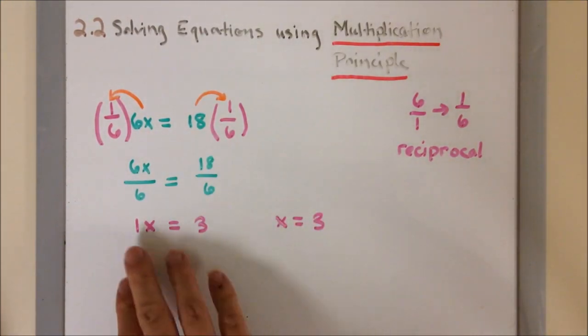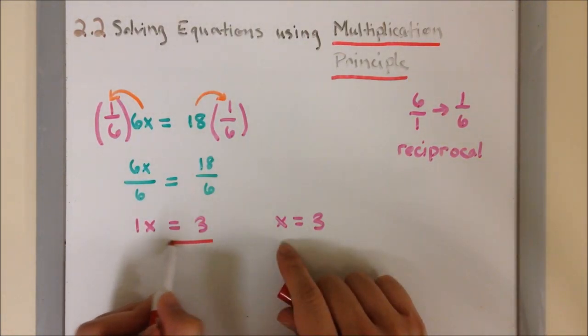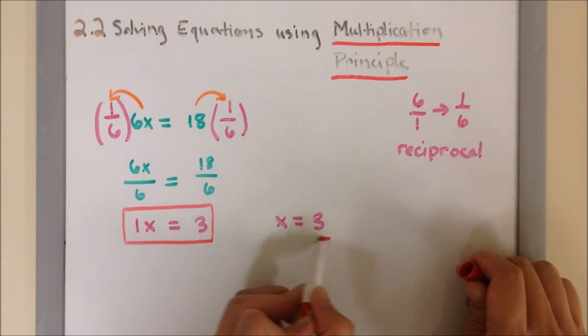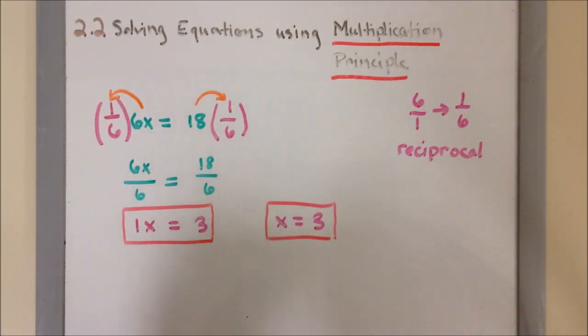Now it's okay if you write 1 in front of x, that still means the same thing, because it's just an invisible 1 in front of it. So you can write 1x equals 3 or x equals 3, doesn't matter to me, it just means the same thing.